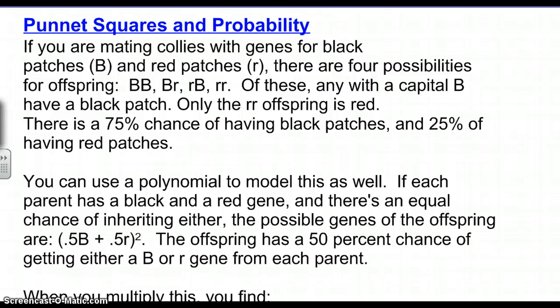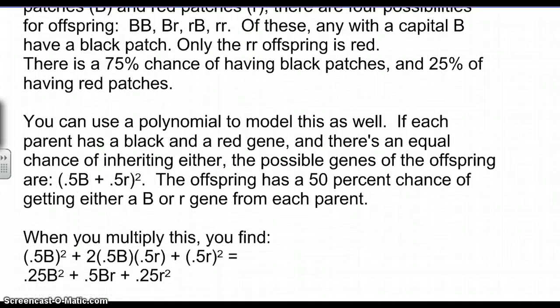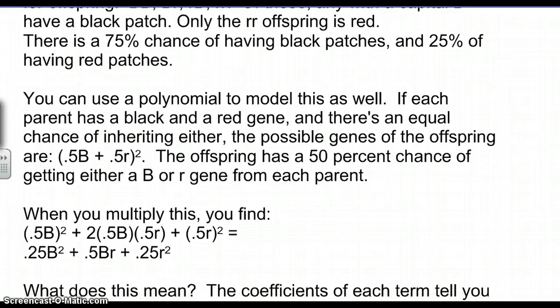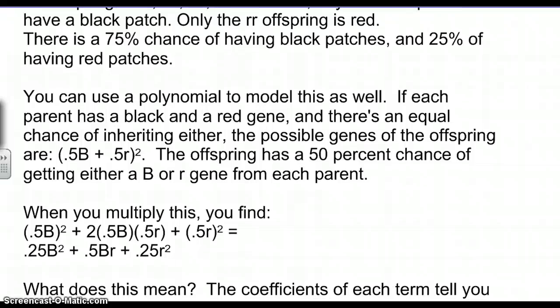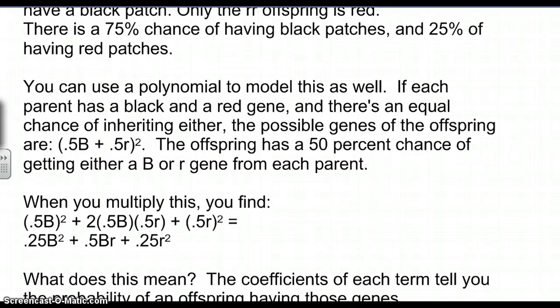Okay? So when you multiply that out, we see that it's something squared, and you know how to do that now from our pattern. You square the first term, you square the last term, and then you multiply 2 times the first times the last. You're going to see that you get 0.25b squared plus 0.5br plus 0.25r squared. Now, what does this mean? Well, it actually means the coefficients here are the probabilities of having that gene mixture in an offspring.